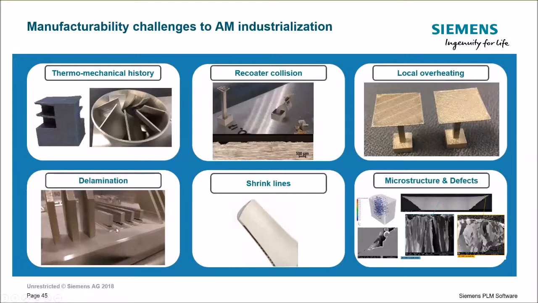Thermal stresses can also lead to delamination of the part and to shrinking lines when thin walls meet together and create a larger cross section. And while there are also some microstructure defects related to porosity and so on, that can also lead to a lack of quality in your 3D printed parts.